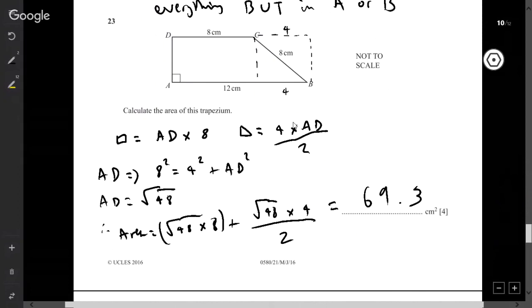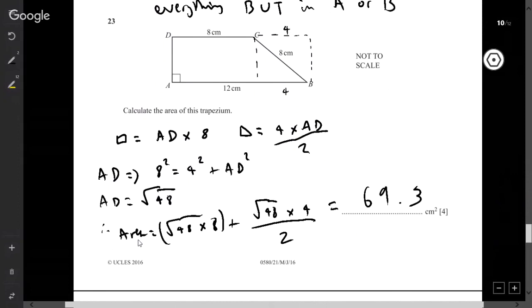So the triangle is going to be 4 times AD divided by 2, as it's not a square, it's a triangle. Okay, so to find AD, we're going to use Pythagoras theorem. So it's 8 squared equals 4 squared plus AD squared. We find that AD is the square root of 48, and therefore we can just plug it into these formulas we've got up here.